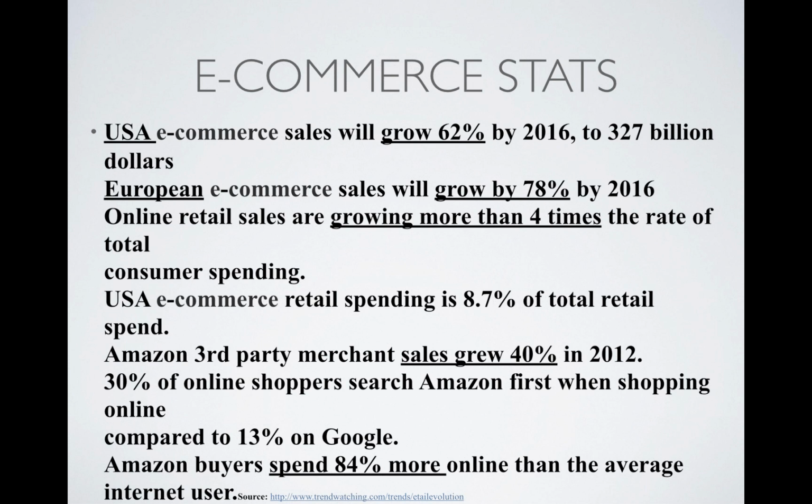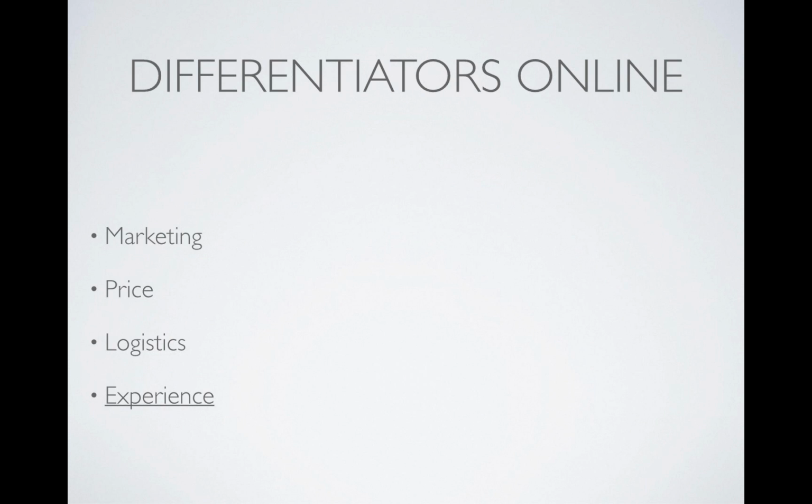Amazon grew with 40% in 2012, and it's really an exciting place to be. So how can you differentiate yourself online? Well, you can be really good at marketing. You can compete on price. There's always somebody that can be the cheapest. And then there's logistics. So you can have a really good system for how to run an online store.